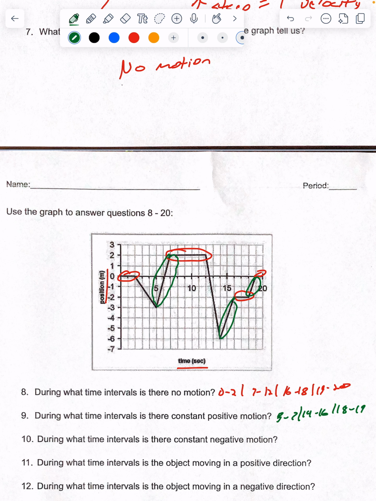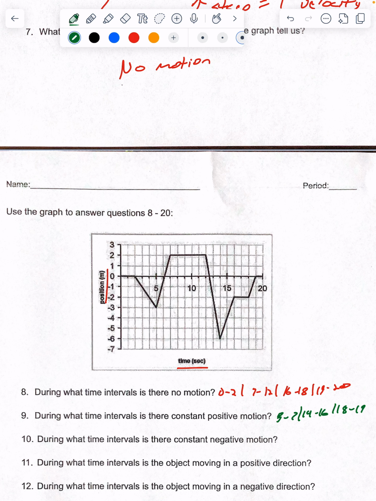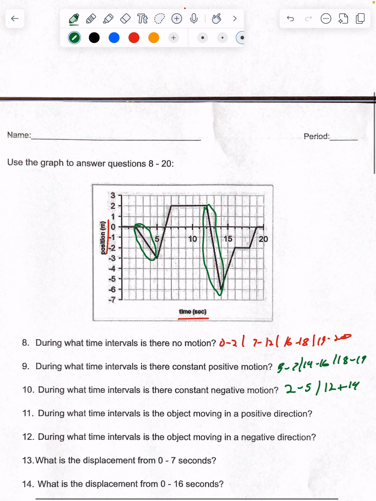Let me clear this up a little bit so we've got some room there. So when is there constant negative motion? When are we going down? That's here and here. So only 2 instances does that happen. That would be 2 to 5 and 12 to 14.